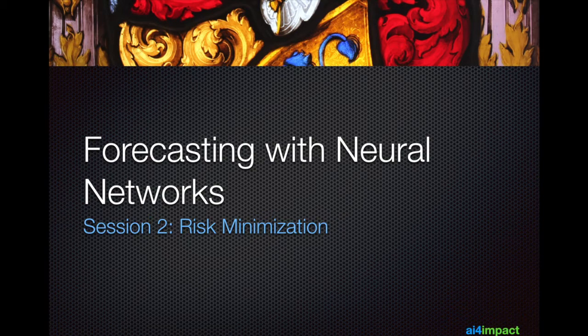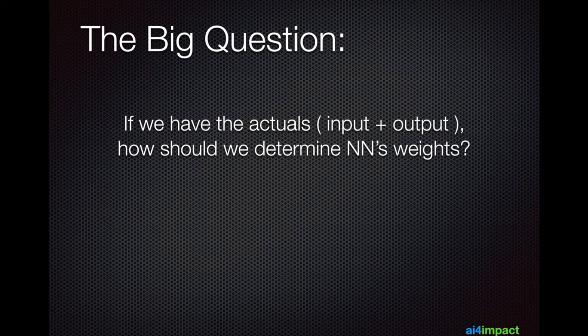In this session, we will talk about risk minimization. This session is all about how to train your neural networks so that they can perform a useful task. In the previous session, we saw that the weights of a neural network determine its behavior. So the question is, if we have some actuals, both input and output, how can we determine these neural network weights?